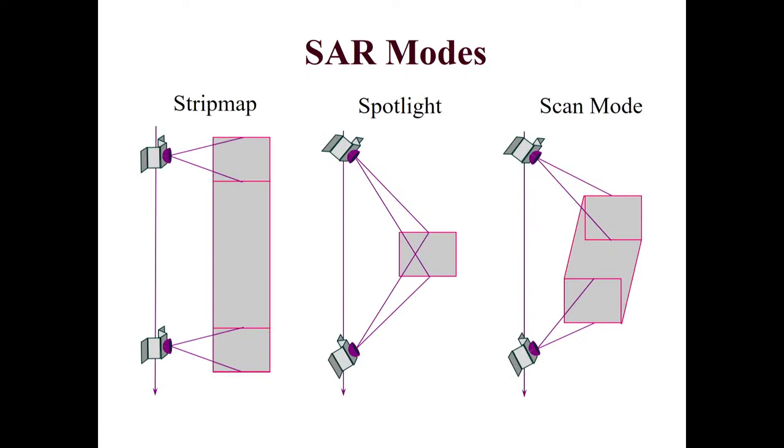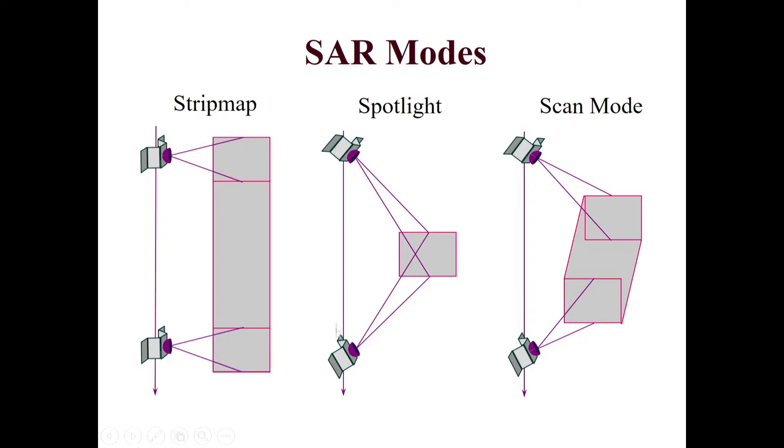Now SAR data sets are acquired in mainly three modes: stripmap mode, spotlight mode and scan mode. In stripmap mode, the sensor is fixed with a particular angle of incidence and it acquires the data set, and the data set will appear like strips. In stripmap mode we are going to have moderate swath and moderate spatial resolution.